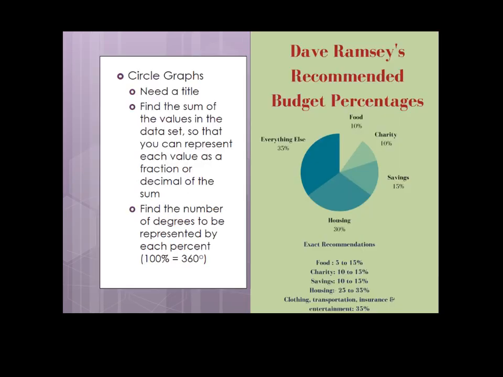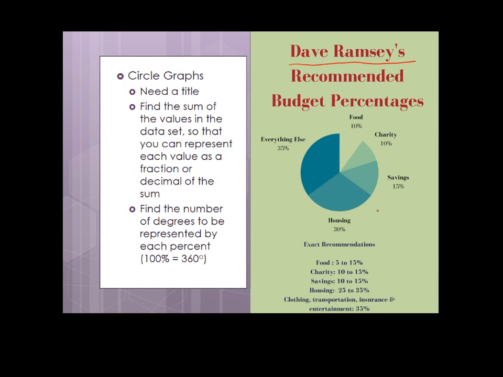Okay, here's an example of a circle graph. If you are familiar with Dave Ramsey, he's a financial guru. He has something called Financial Peace University, where he teaches people how to spend their money appropriately. He's on a radio show as well. So these are some of his recommended budget percentages.